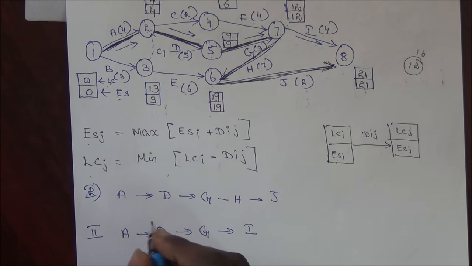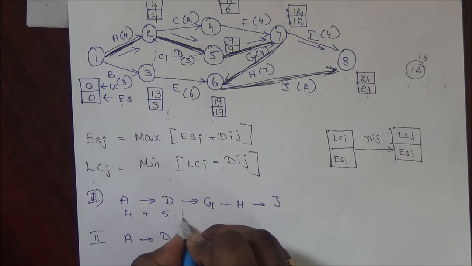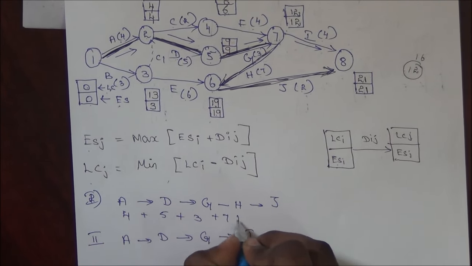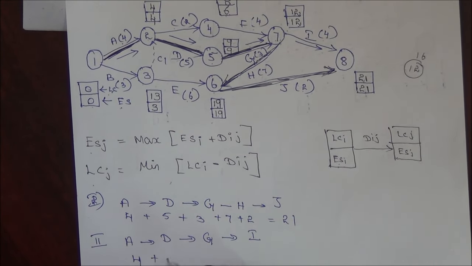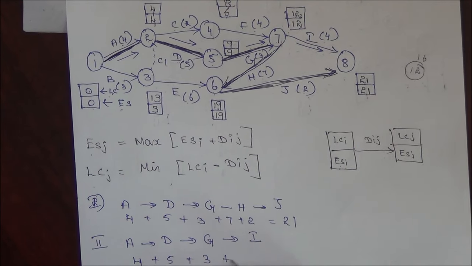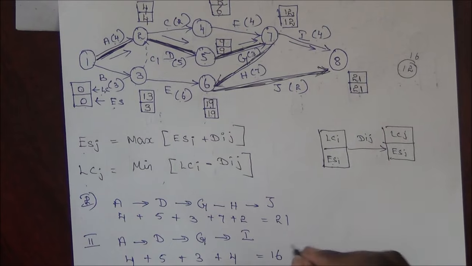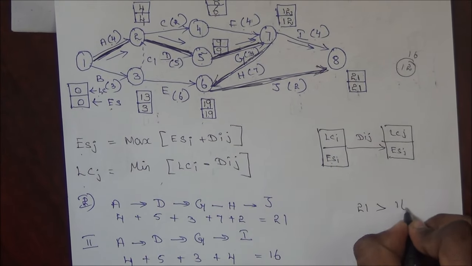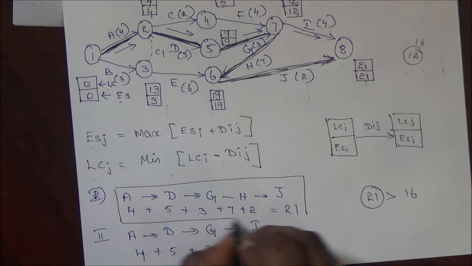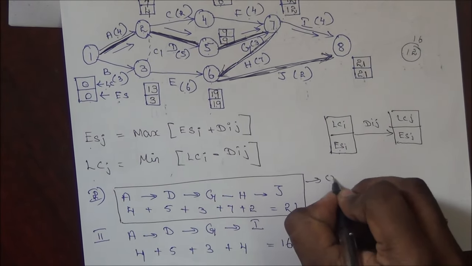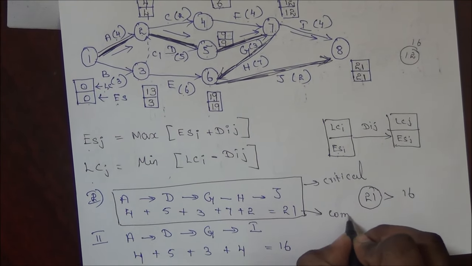Calculate the duration for each path. From A, it is 4 plus 5 plus 3 plus 7 plus 2. It is 21. Whereas for this, 4 plus 5 plus 3 plus 4, it is 16. Critical path is nothing but the longest duration. So 21 is greater than 16. So 21 is the longest duration, right? So this comes under the critical path, and this is the project completion time.